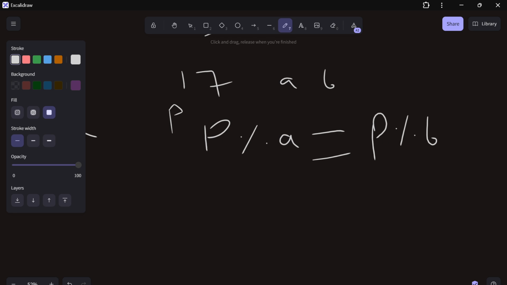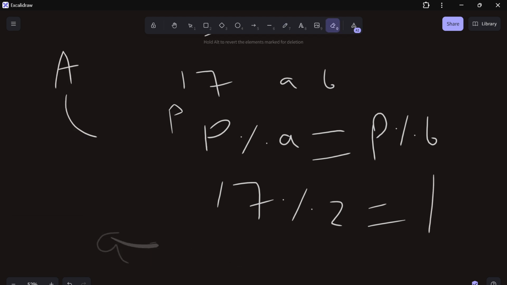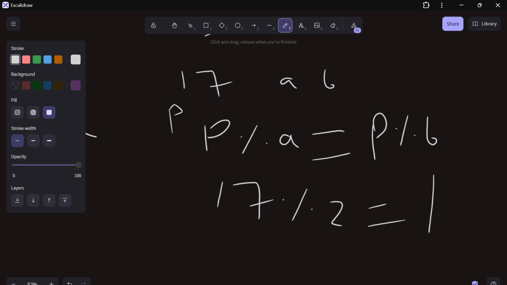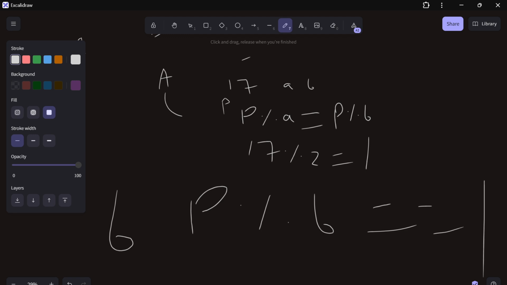Okay, guys. Now suppose we assume A equals 2. So here we write 17 modulo 2, which gives 1. Okay. So now you have to find the number B. Which number do you find? Find the number B such that P modulo B should equal 1. Okay guys? So how do you find it?